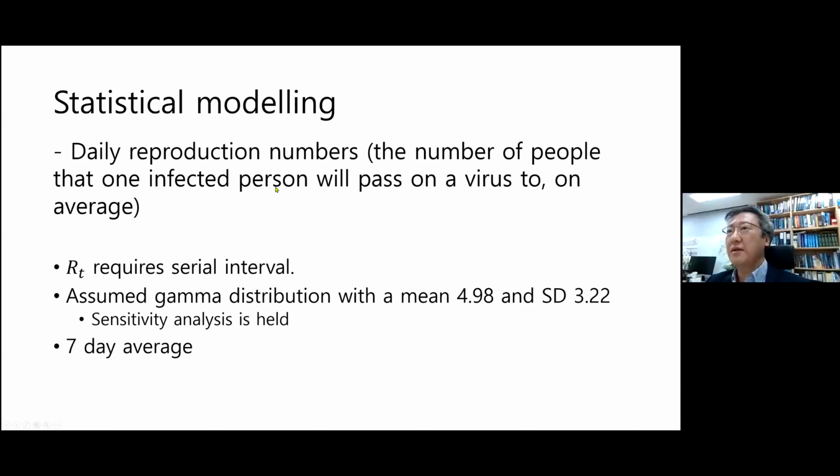The important concept is the so-called reproduction number. Many of you already know that. It is the number of people that one infected person will pass the infection on to, on average. That is the reproduction number, usually typed as Rt. Remember that it is a function of time, so Rt is allowed to change over time. The distribution of Rt is a gamma distribution with empirical mean and standard deviation. And of course we did some sensitivity analysis and looked at the 7-day average.